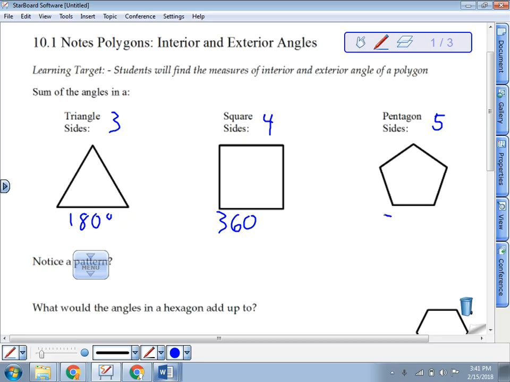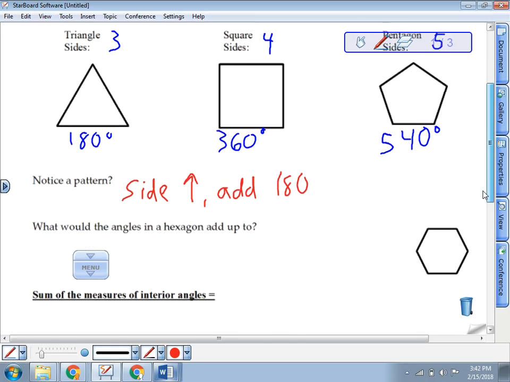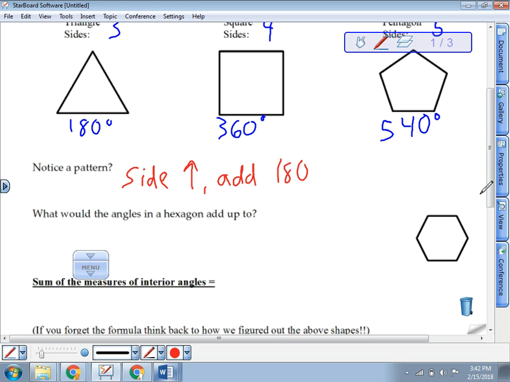And if I said it added up to 540 degrees? Obviously, again, these are all in degrees. Do you guys notice a pattern? Well, 180, 360, 540. Hopefully you notice as the number of sides goes up, then you add 180. So what would you think the angles of a hexagon would add up to? Well, a hexagon is six-sided. We know that a pentagon's 540, so I would just say 540 plus 180. So that answer would be 720 degrees.